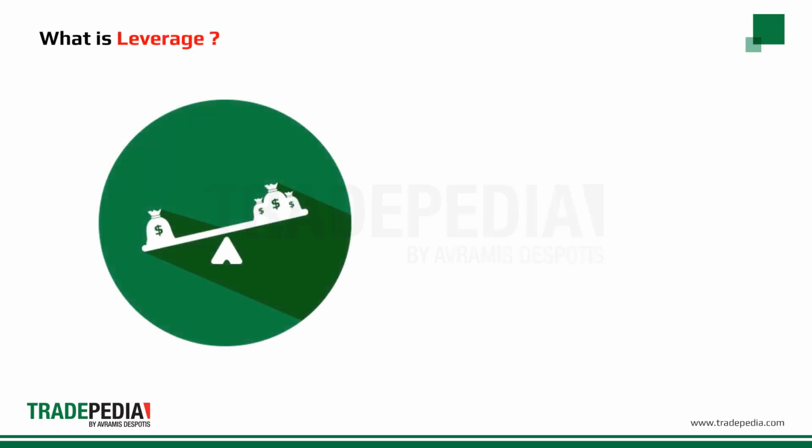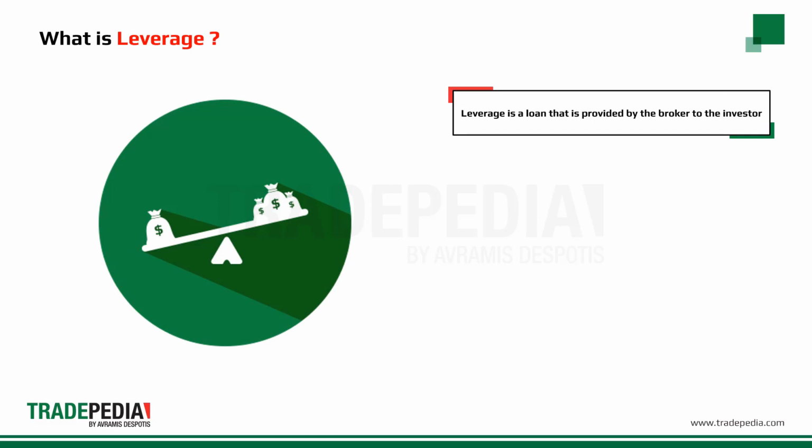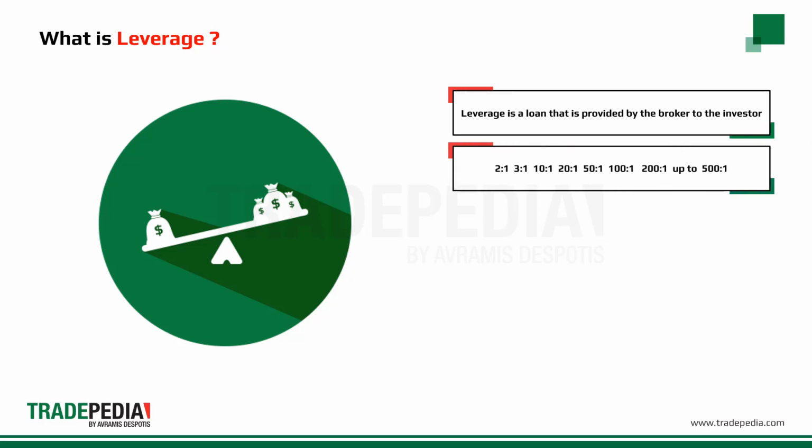What is leverage? Leverage is a loan that is provided by the broker to the investor that enables him to trade a bigger amount than his initial balance. The ratio can be 2-to-1, 3-to-1, 10-to-1, up to 500-to-1.